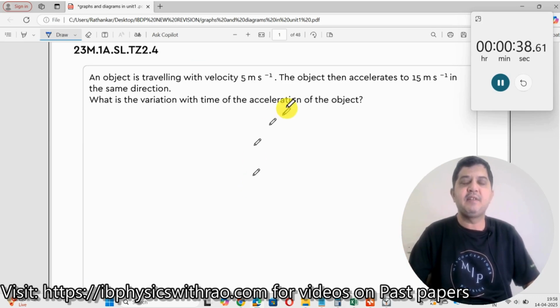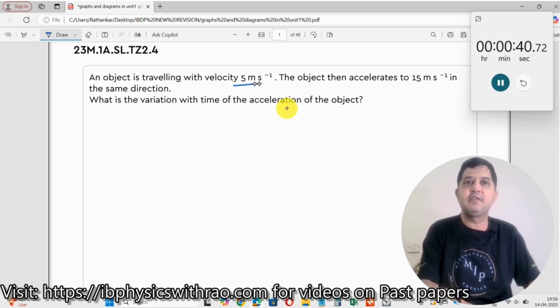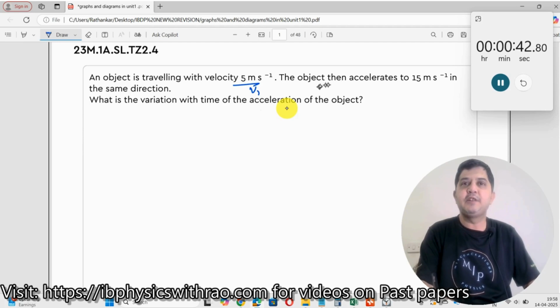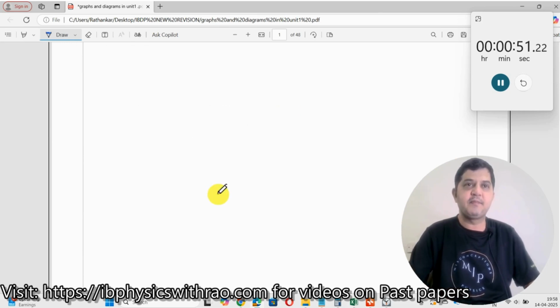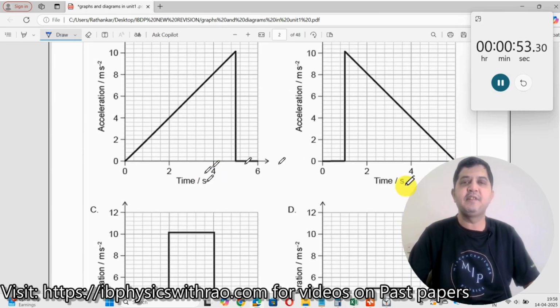An object is traveling with velocity 5 meter per second. Okay, so one velocity v1 is given. The object then accelerates to 15 meter per second. v2 is also given, in the same direction. What is the variation with time of the acceleration of the object? Now what is being asked here? Which of these graphs is correct?